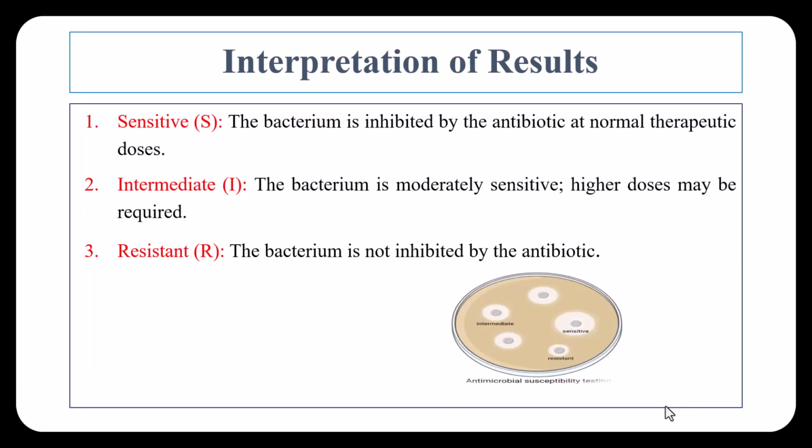As I mentioned, when the result is reported as sensitive, it means the antibiotic inhibits bacterial growth at a standard dose. Intermediate means bacteria show reduced susceptibility, and a higher dose may be needed. And resistant means the antibiotic does not inhibit bacteria. It means the microorganism is resistant to this type of antibiotic.